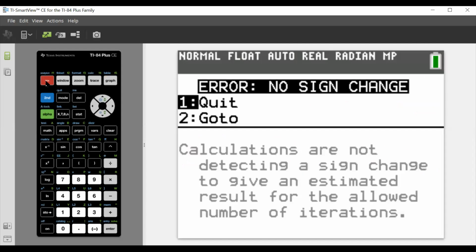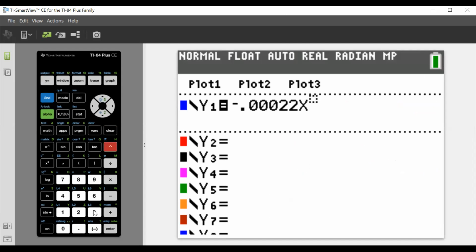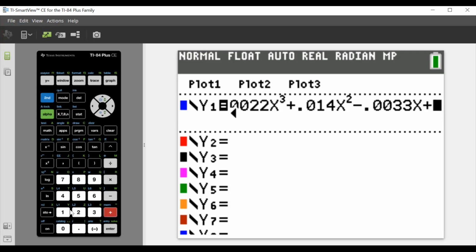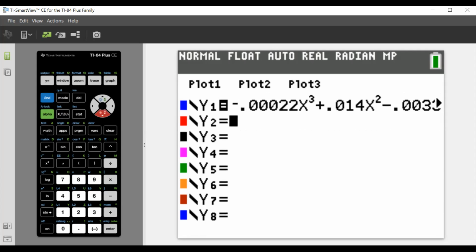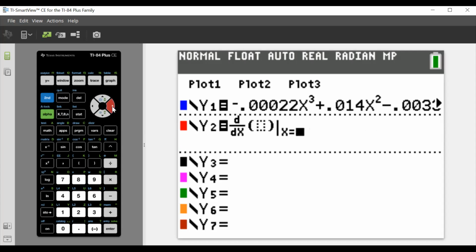We're going to have to plug in our original function and then take the derivative of it and actually find that. So minus 0.00022 x to the third, plus 0.014 x squared, minus 0.0033x, plus 12.236. And then I'm going to say, okay, we already know what the derivative is, but let's show that we can just get the derivative this way and graph it.